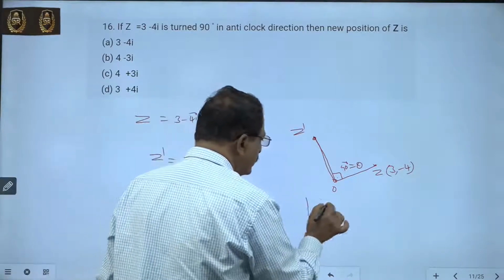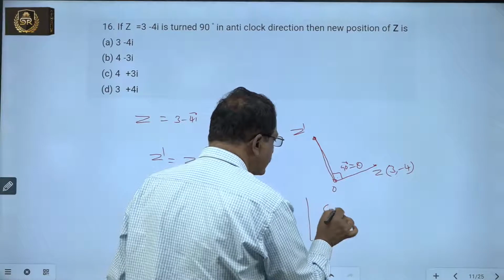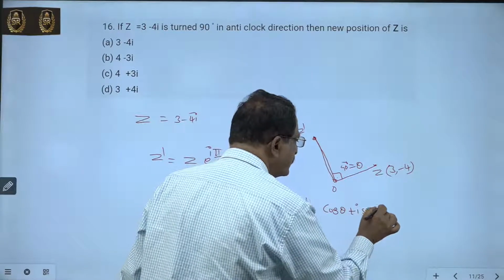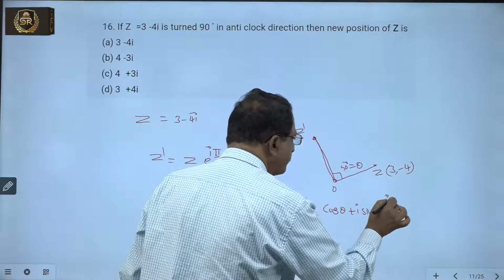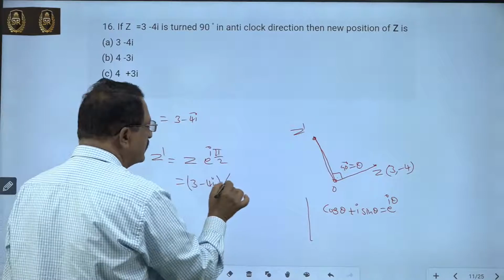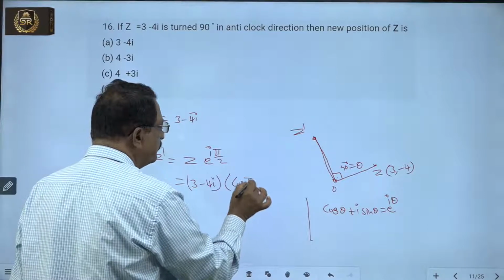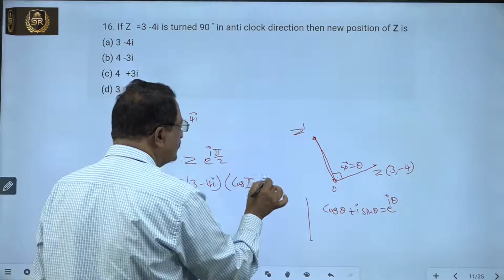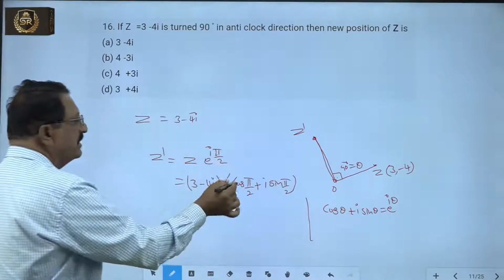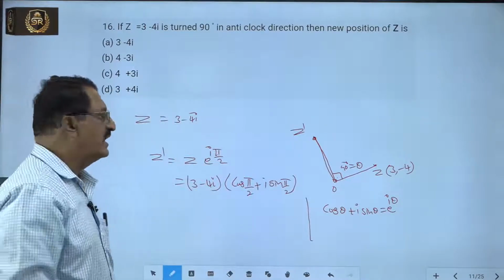Now, you know, in the last class we discussed cos theta plus i sin theta equals e power i theta. Here theta equals pi by 2, so that equals cos pi by 2 plus i sin pi by 2. So e power i pi by 2 equals cos pi by 2 plus i sin pi by 2.